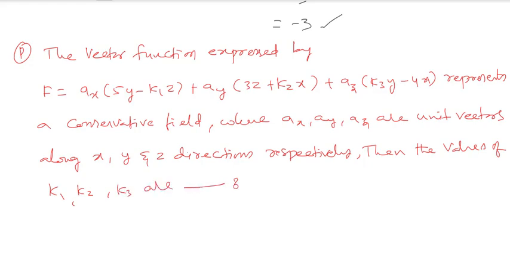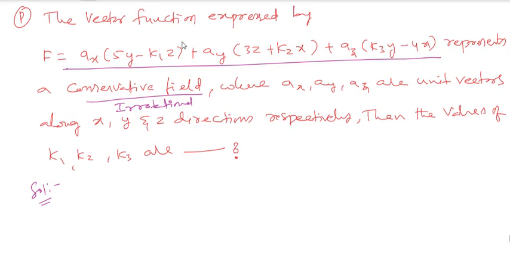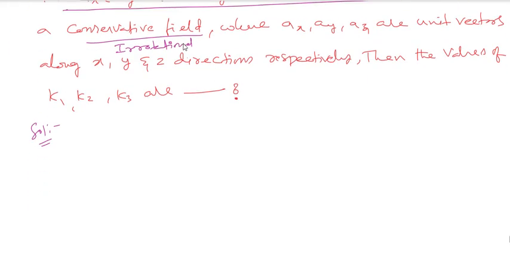Options are given, but I'm not giving them; you give me the values directly. Okay, I will do it directly. See here, f they had given. Conservative is nothing but what? Irrotational. So conservative is also called irrotational. To make that point, I chose this problem. So conservative means irrotational. Clear with my point?